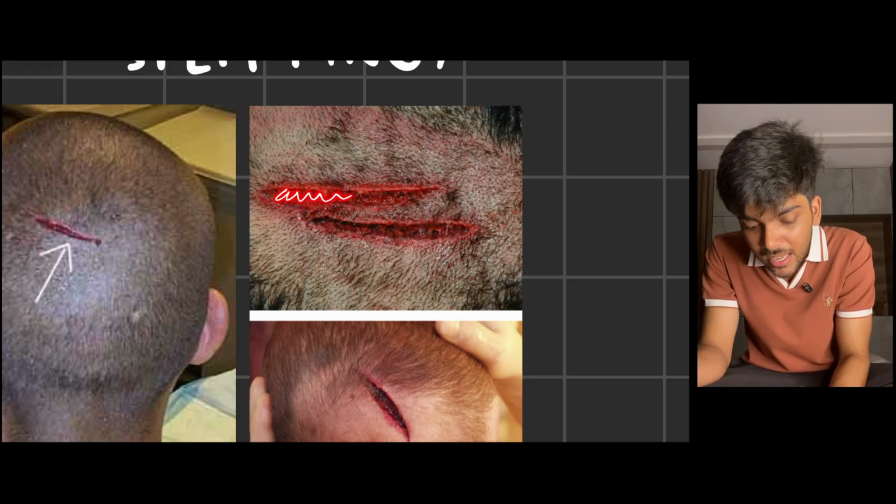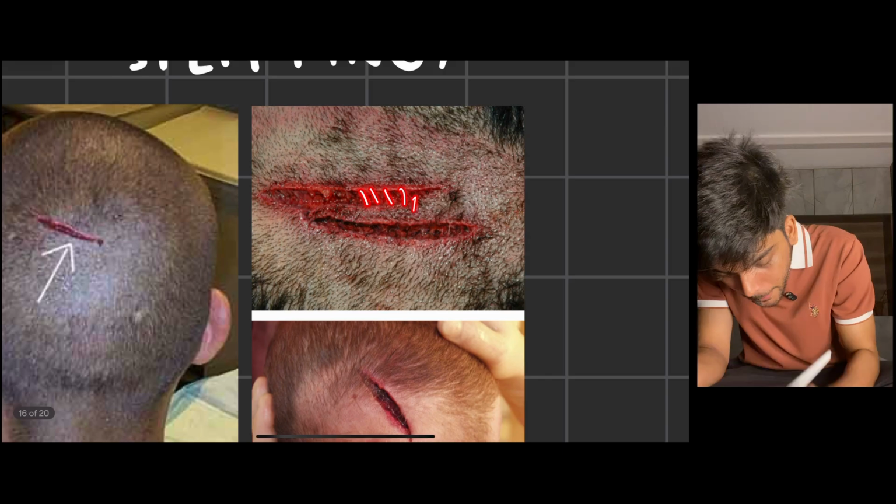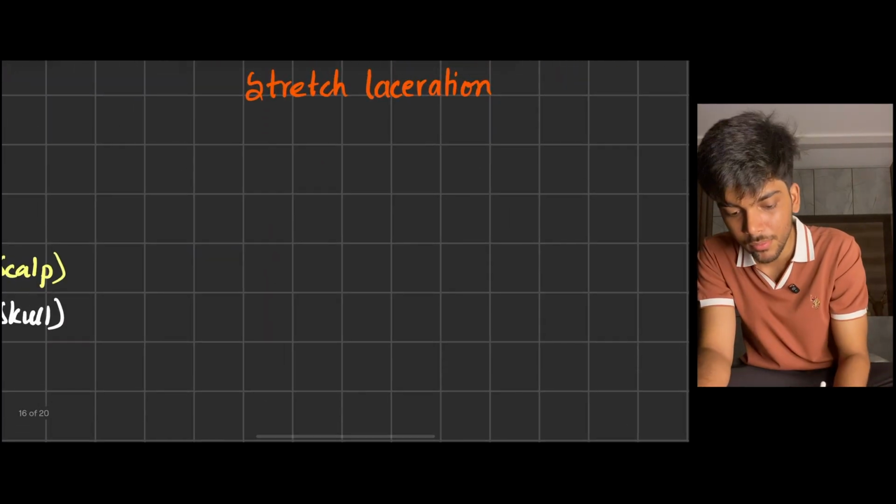Similarly, the base is crushed, and you can also appreciate the tissue breaches over the injury, all the tissue breaches. That's your split laceration. Next is stretch laceration.